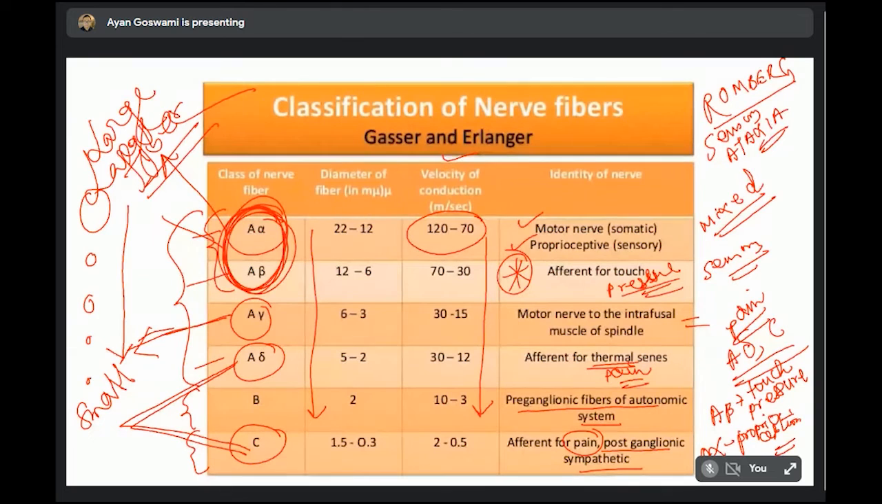Now we will see what will be the differences in patients with large fiber neuropathy and small fiber neuropathy. So large fiber neuropathy means A alpha and A beta will be damaged, and small fiber neuropathy means A delta and C fibers will be damaged, right? A alpha and A beta, large fiber neuropathy; A delta and C, small fiber neuropathy. A delta has minimum myelination and C has no myelination. Clear?